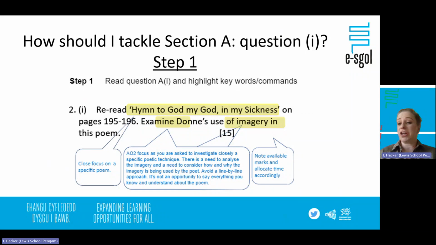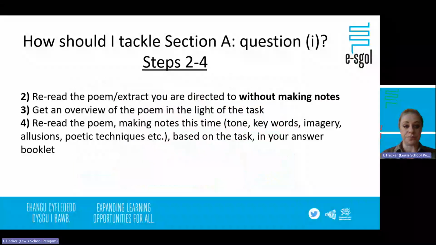Okay, so you're not going to need to look at absolutely every line in the poem, going through it line by line. That's not an effective use of your time. What you're going to want to do is read through the poem, selecting Donne's use of imagery, and you're going to want a good spread, but not too much. Okay, and then finally, obviously, just remind yourself about the marks. 15 marks, 5 on AO1, 10 on AO2.